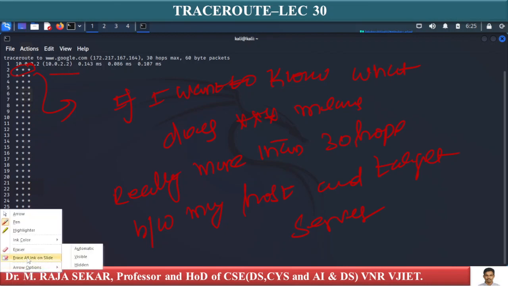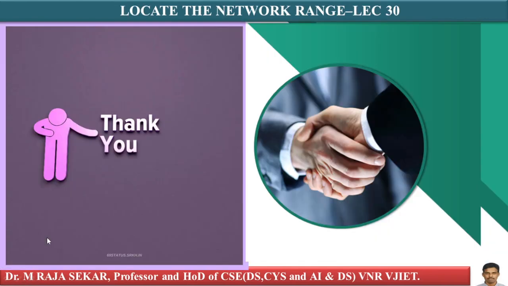Just observe this one. Just try to explore this traceroute and try to compare this traceroute with ping. This traceroute is one of the important commands in ethical hacking.